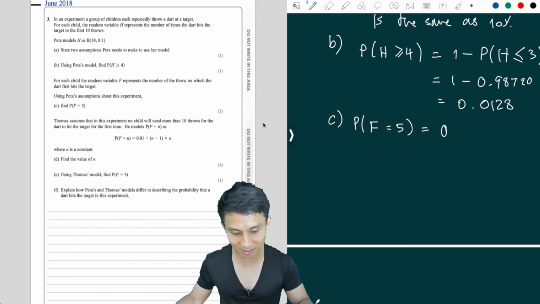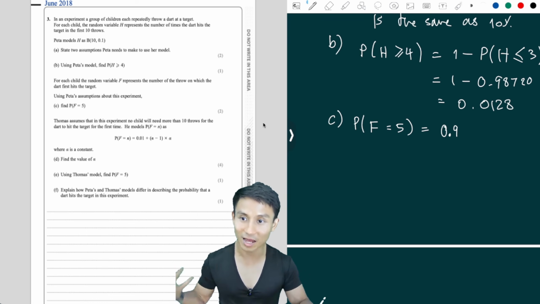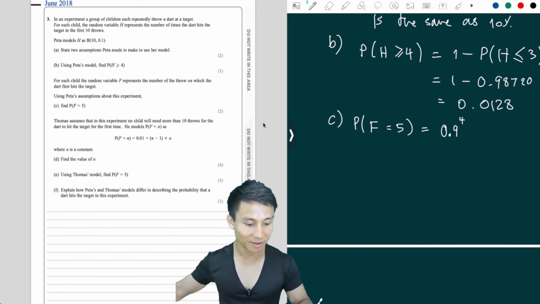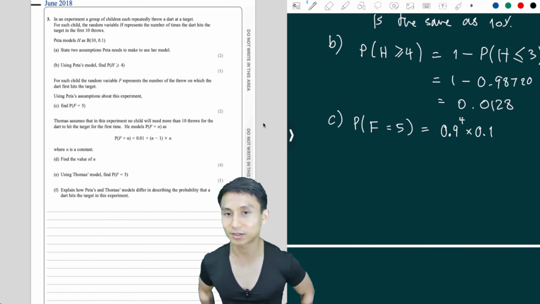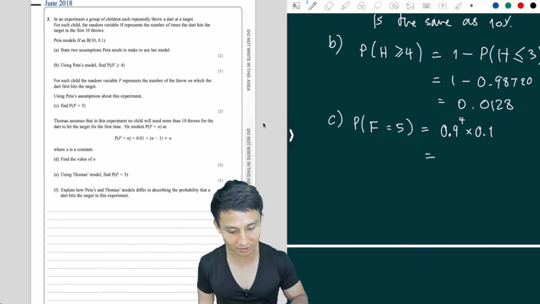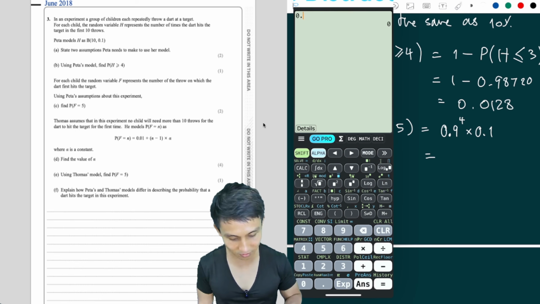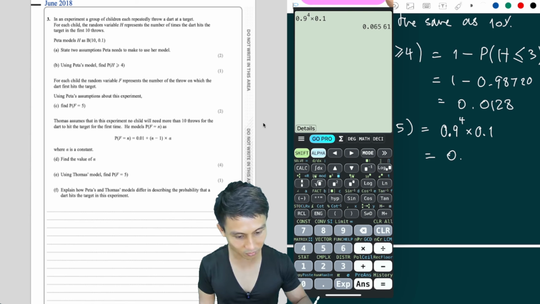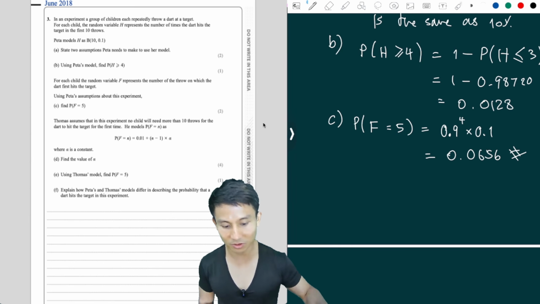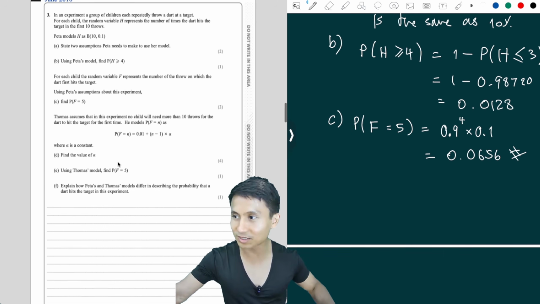So the probability of missing the target is 0.9, so we do 0.9 to the 4 because we missed 4 times. It's a compound probability. So you miss, and then you get it, which is 0.1, on the last throw. So we just calculate 0.9 to the power of 4 times 0.1, which is 0.0656 as the probability there. That's not bad.